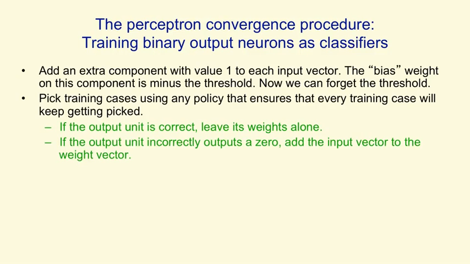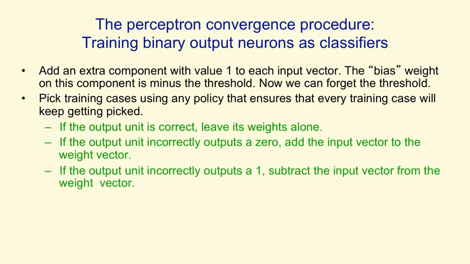If the output unit outputs a 0 when it should have output a 1, in other words, it said it's not an instance of the pattern we're trying to recognize, when it really is, then all we do is add the input vector to the weight vector of the perceptron. Conversely, if the output unit outputs a 1 when it should have output a 0, we subtract the input vector from the weight vector of the perceptron.